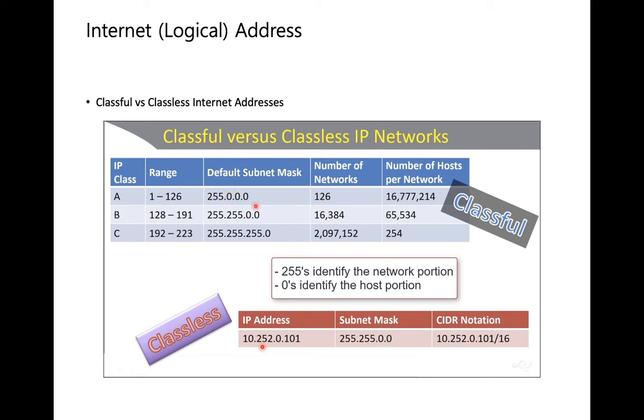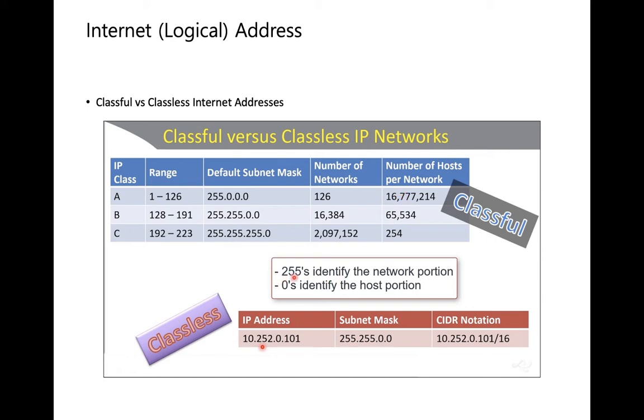The subnet mask means which portion of the address is the network and which portion is the host. So the 0 is basically showing you the host portion, and the other portion is showing you the network portion. In the case of class A, the first byte is the network portion, and from there you will automatically understand that the number of networks could be as many as 126, and each network can accommodate this many hosts.